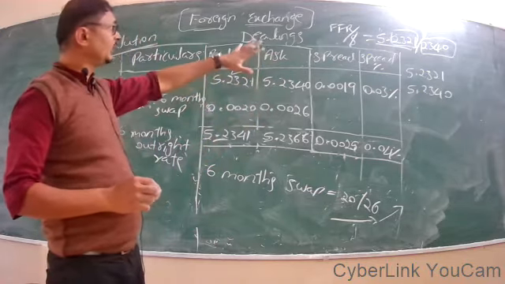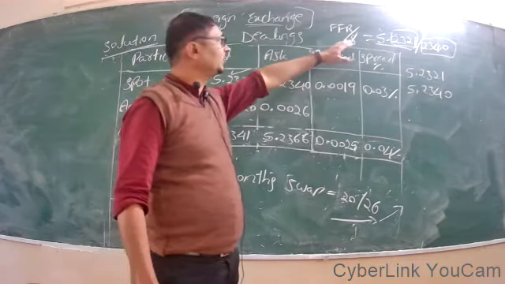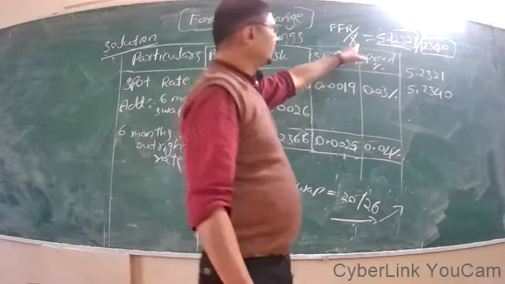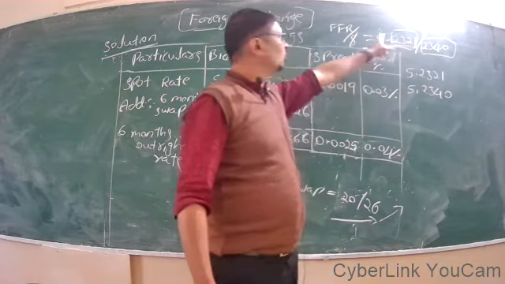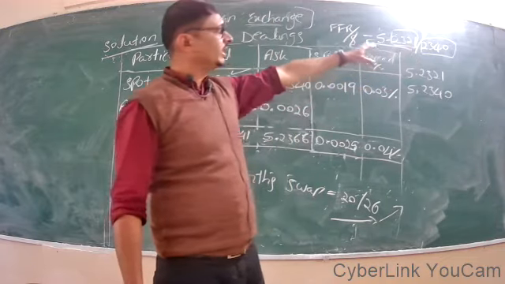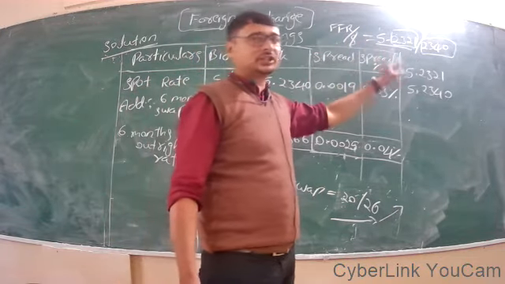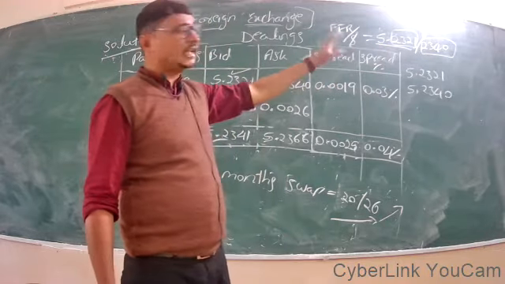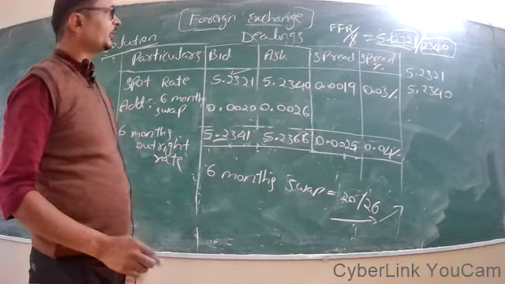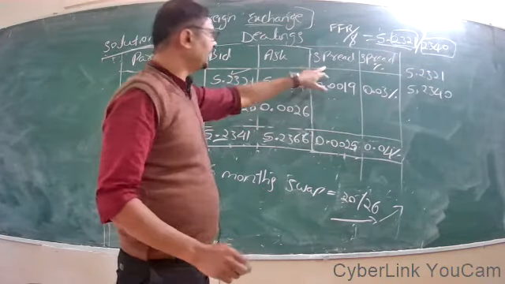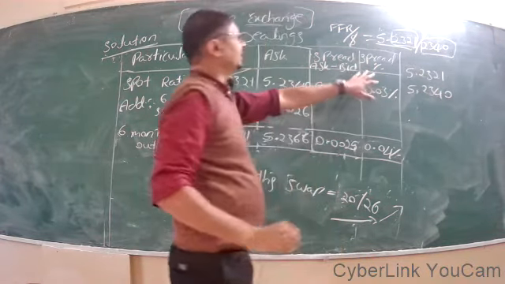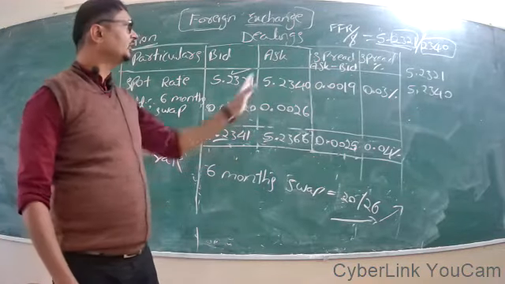So in today's problem we have seen that the spot rate is given as French francs per US dollar. That means 1 US dollar is equal to 5.2321 French francs and 5.2340. There are two prices included in a single quotation, called a two-way quotation. The two prices are the bid and ask price. So we need to segregate it as a bid price and ask price, and the spread is ask minus bid. Spread percentage is ask minus bid divided by ask price multiplied by 100.